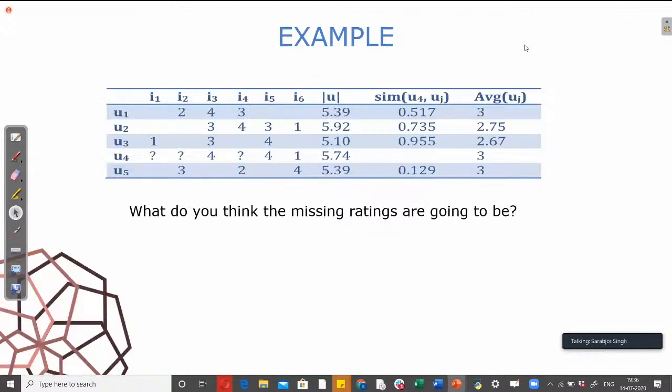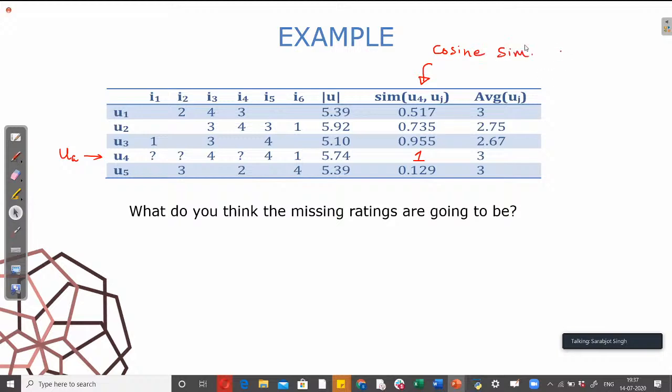So, just to go through the process, user U4 here is our active user. Let's assume that U1, U2, U3, and U5 are our neighborhood of UA. What I have here is the pre-computed similarity of U4 with each of these users. Obviously, this is saying that U4 is going to be perfectly similar to itself. So the similarity goes between 0 and 1. And typically what we use here is cosine similarity.